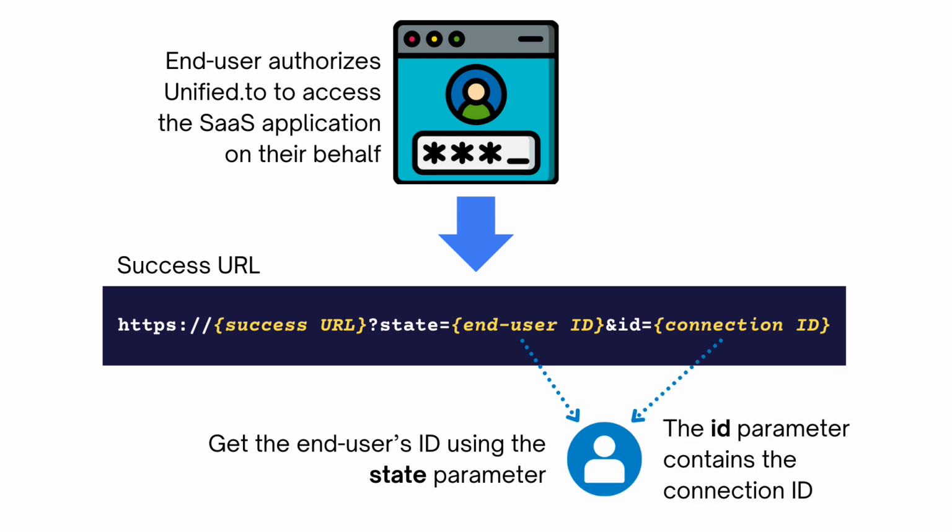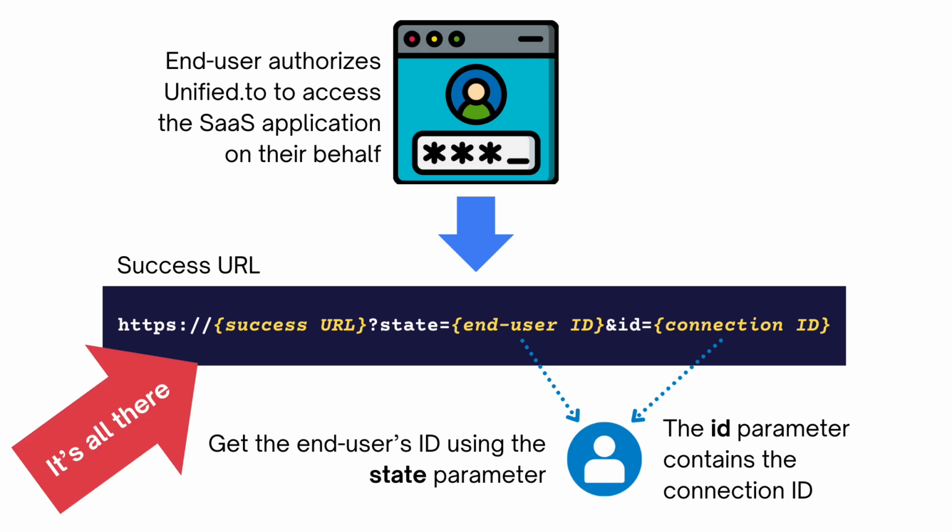This is the ID for newly created connection objects, which is now in Unified.to's records. Your application can grab this connection ID and add it to the end user's record so that it can access their account on the corresponding SaaS application. With this approach, the information about an end user and their connection ID for an integration is in one place immediately after the connection is created. This is why this is the method we recommend for associating an end user with their connection ID for an integration.